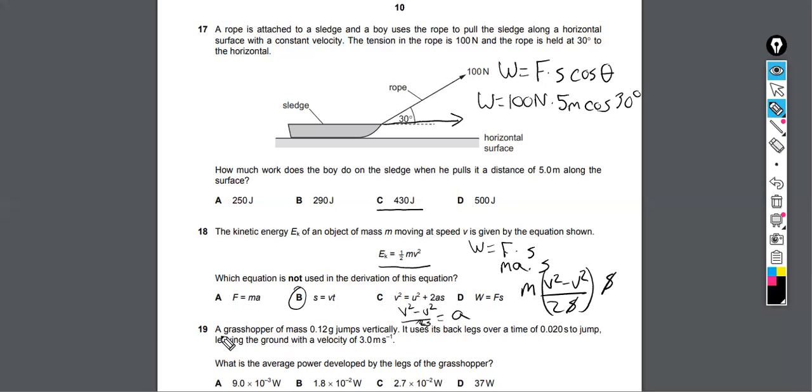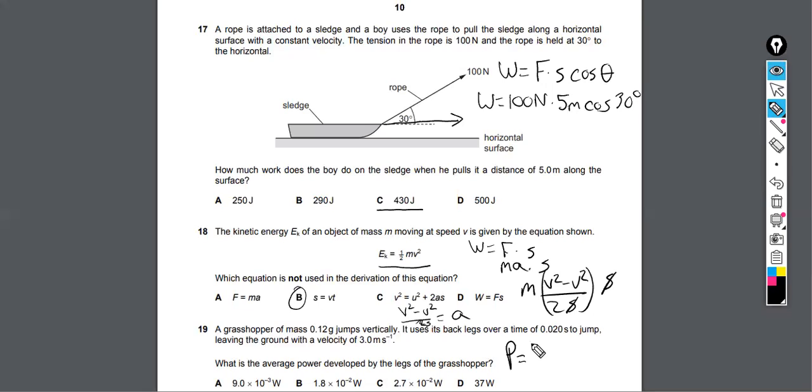The last one here says a grasshopper of mass 0.12 grams jumps vertically. It uses its back legs over a time of 0.020 seconds to jump, leaving the ground with a velocity of 3 meters per second. What is the average power developed by the legs of the grasshopper? These are the sorts of questions that are very pressing and important for physicists to determine. Yeah, what's the power in this grasshopper's legs?